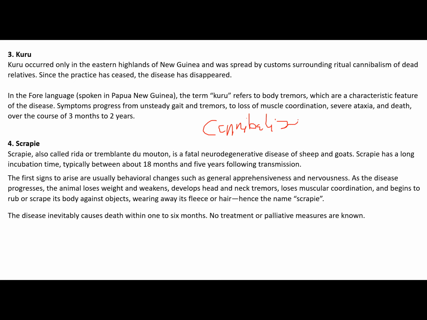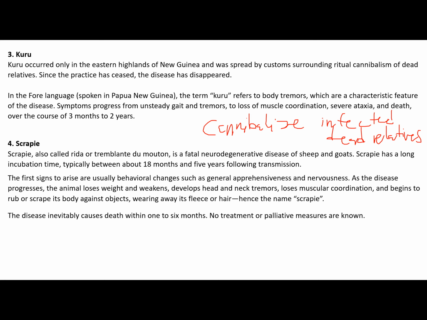They would cannibalize infected dead relatives. The natives of Papua New Guinea, class, one practice that they would do was that they would eat the brain of their dead relatives. Now, as you know, prions tend to infect the nerves and the brain. So once they eat the infected brain, they would acquire this kuru.